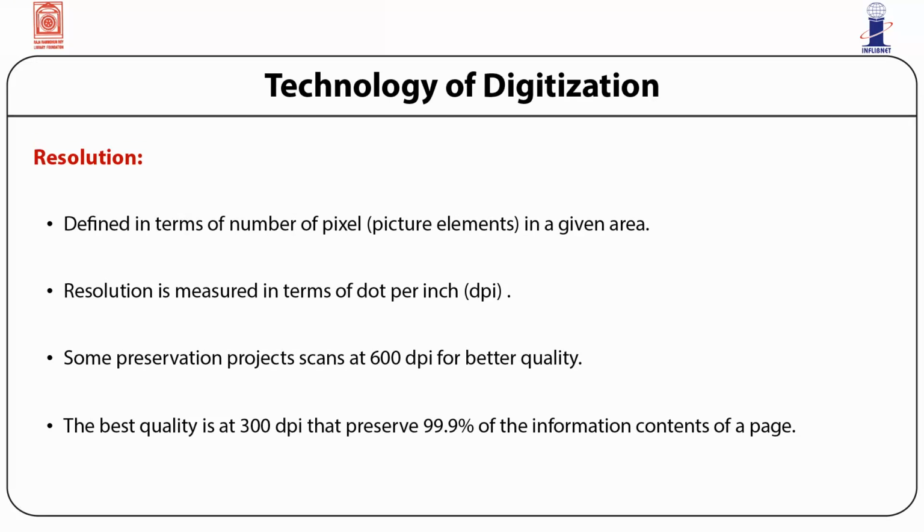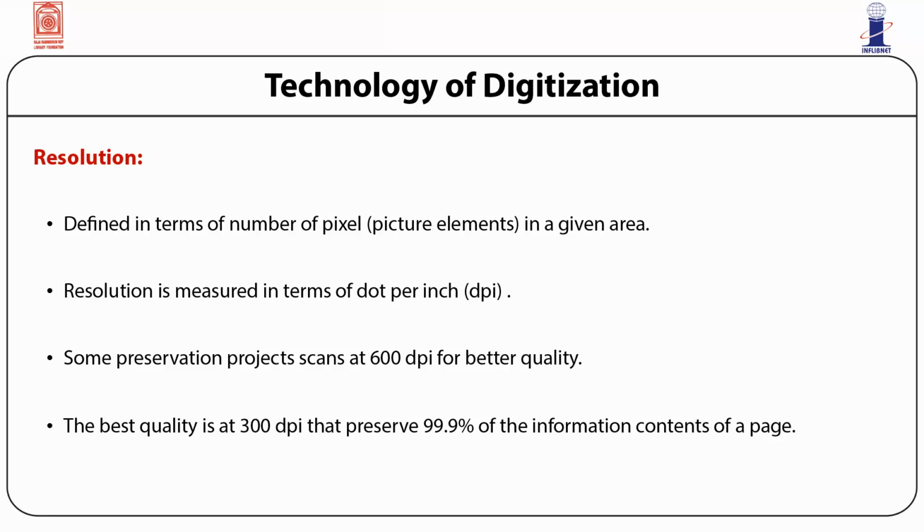Resolution is the number of pixels in a given area, generally dots per inch. How many dots are there per inch? DPI in short it is called. So DPI is a standard for resolution. And the computer screen which you are seeing also has this dots per inch. So you will see that the resolution is expressed by the length and breadth of the pixels.